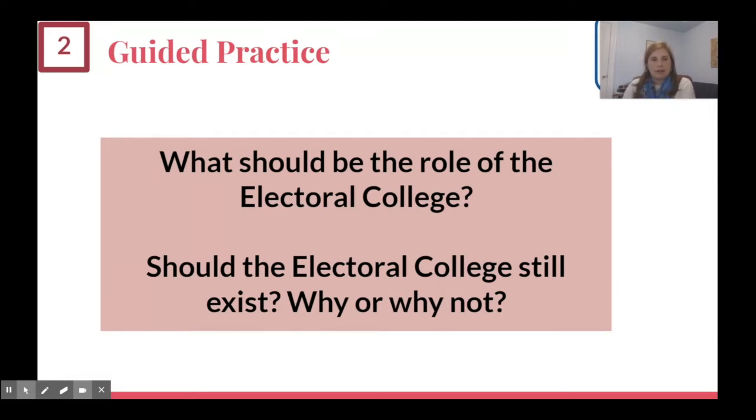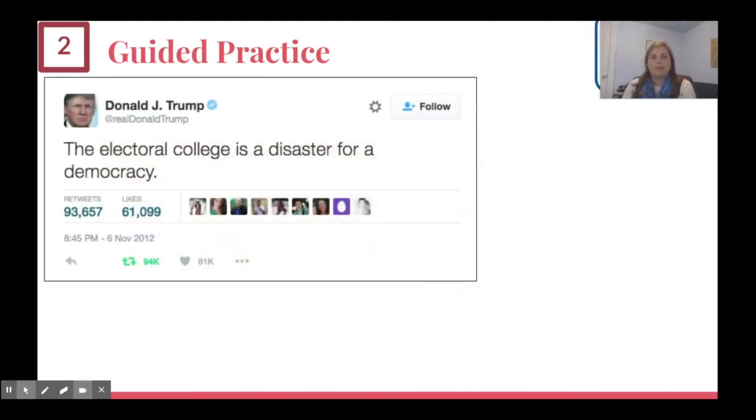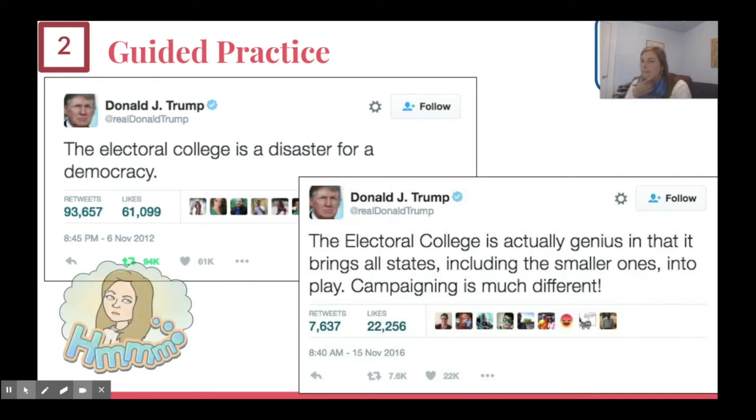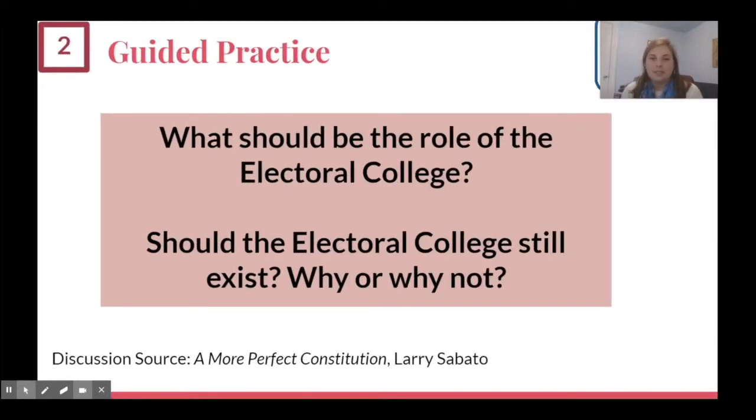Some people think it hurts democracy, like Donald Trump back in 2012, where he tweeted out, "The Electoral College is a disaster for democracy." But other people think it actually benefits the democratic republic, like President Trump in 2016 after he won the presidency, where he tweeted, "The Electoral College is actually genius in that it brings all states, including the smaller ones, into play. Campaigning is much different." This change of heart is a little convenient, don't you think? But regardless, let's look at both sides of the argument.